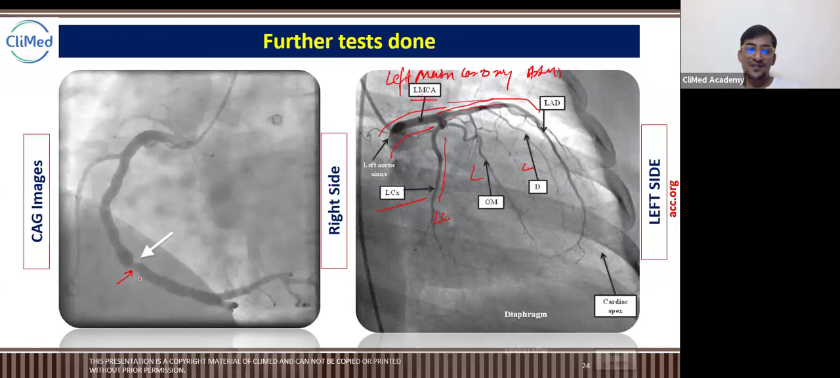So similarly, as we have seen in the right side, we can see in the left side that there is no flow in the LMCA, there is no flow in the LAD, there is no flow. So I'll take all these tests completely and comprehensively in the classes, guys. Okay, I'll take them in the classes.